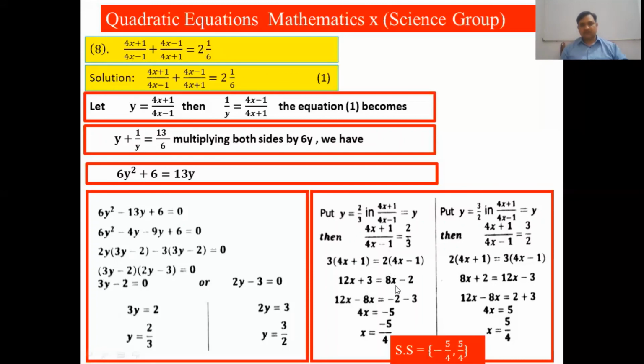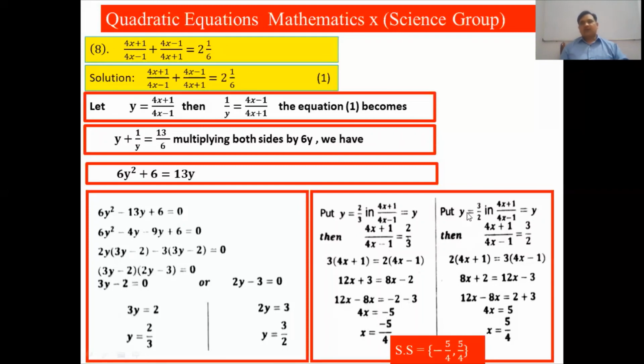So we have to shift this 8x to the left hand side of the equation, and 3 to the right hand side of the equation. So 12x - 8x, we have 4x, and minus 2 minus 3, we have minus 5. Dividing both sides by 4, we have x = -5/4.